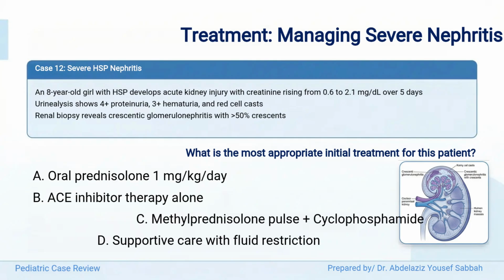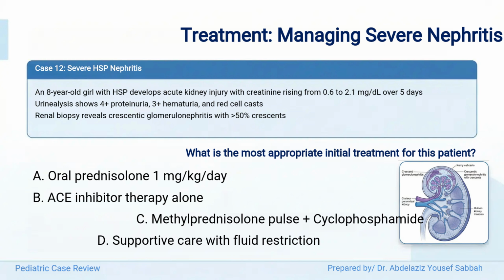Case 12. An 8-year-old girl with Henoch-Schönlein Purpura develops acute kidney injury with creatinine rising from 0.6 to 2.1 milligrams per deciliter over 5 days. Urinalysis shows 4+ proteinuria, 3+ hematuria, and red cell casts. Renal biopsy reveals crescentic glomerulonephritis with more than 50% crescents. Blood pressure is 145/95 millimeters of mercury. What is the most appropriate initial treatment for this patient?